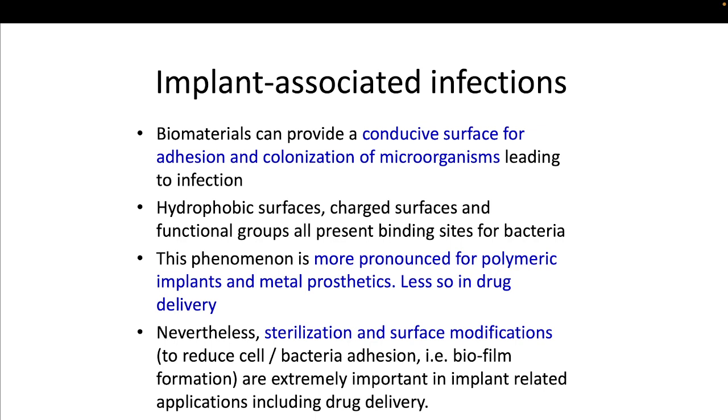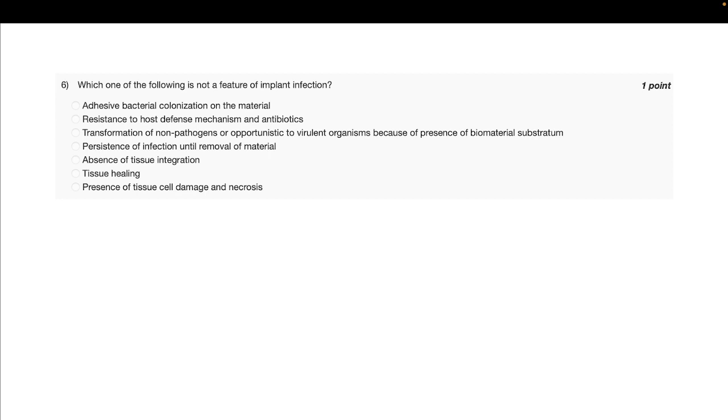Okay, then I'll move on to the next question. The next question is, which one of the following is not a feature of implant infection? Several options are listed: adhesive bacterial colonization on the material, resistance to host defense mechanisms and antibiotics, transformation of non-pathogens or opportunistic organisms to virulent organisms because of the presence of a biometal substratum, persistence of infection until removal of material, absence of tissue integration, tissue healing, presence of tissue cell damage and necrosis. We have to identify which of these options is not a feature of implant infection.